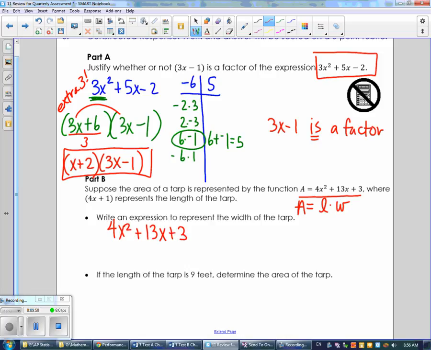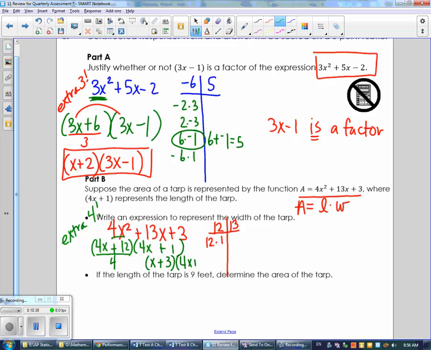My product, remember, is always going to be my a times c, which is 12, and my sum is going to be 13. So I'm looking for numbers that multiply to give me 12 and add to give me 13. Well, that's just going to be 12 and 1. And again, because my a value is not 1, I've got to remember that there's a 4 there. So I'm just going to go ahead and do 4x and 4x, but I've got to remember I have an extra 4 that I'm going to have to pull out. And then I can go ahead and do the plus 12 and the plus 1 like I'm used to. But I've got to pull out the extra 4, and that can come out of that first expression. And remember, I've got to divide it out of both terms. So that means that I'm going to have x plus 3 times 4x plus 1.